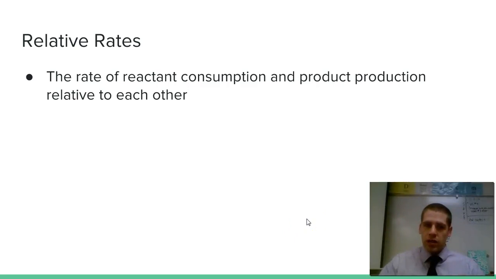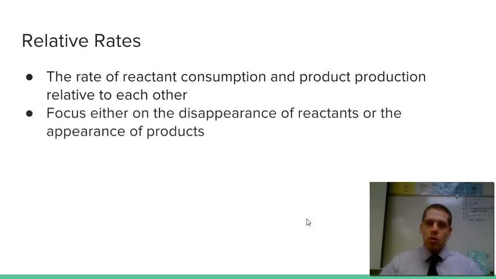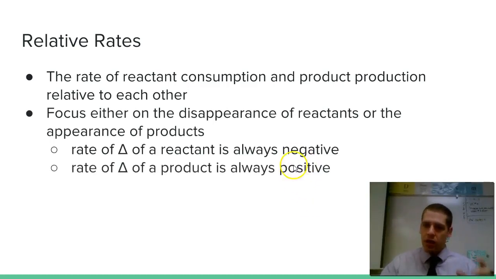And so that's why it's called relative, because they're relative to each other. We're going to focus on the disappearance of reactants or the appearance of products, or one of each. I've mentioned this already, and here it is again. It's a big point. The rate of change, delta is always change, of a reactant is always negative. The rate of change of a product is always positive. Here's our example. So H2 and I2 produce HI.